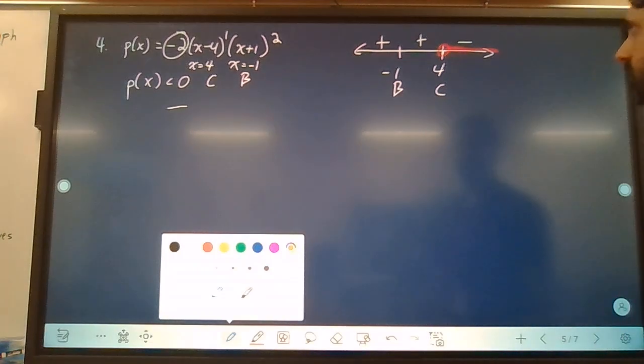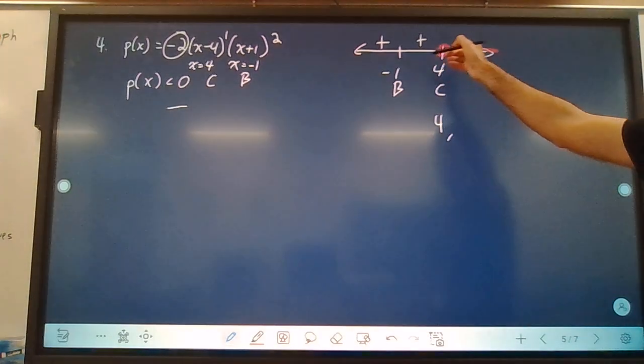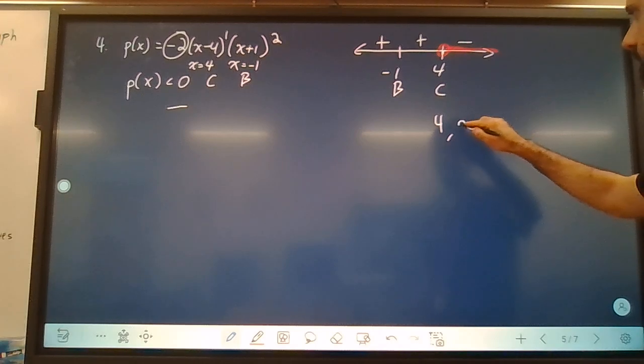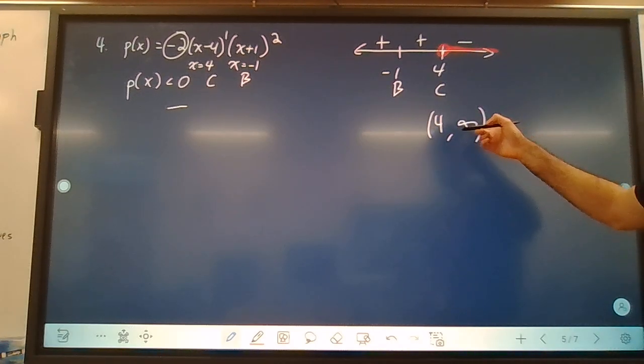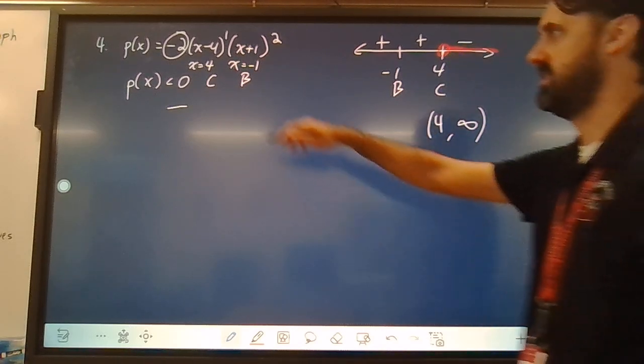So how do we do this as an interval? Well, I'm going to start at 4, and the graph goes right forever towards infinity. So those would both get parentheses. Infinity always gets parentheses. 4 gets it here because we're not including the 4, right? It was just less than 0, not equal to.